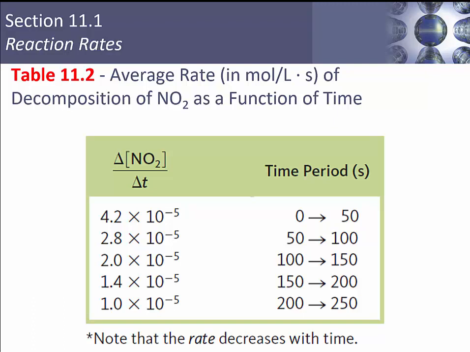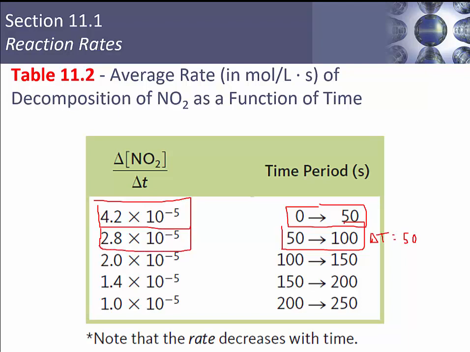Okay. So looking at our average rate in moles per liter of the decomposition of NO2 as a function of time, if we look at this first time chunk between 0 and 50, we end up with 4.2 times 10 to the minus 5. But now we go from 50 to 100. Our delta T is still the same, but we look over here at our rate, and our concentration change is going to decrease with time. So our rate is decreasing as our reaction proceeds. So it's not happening as fast.